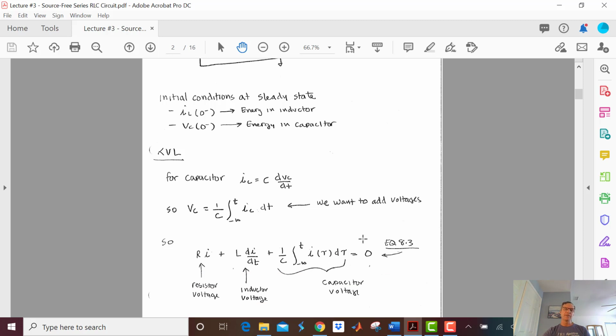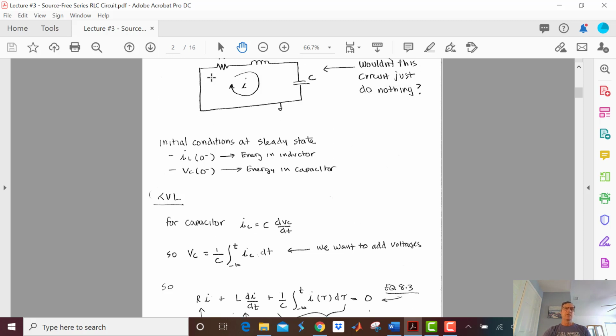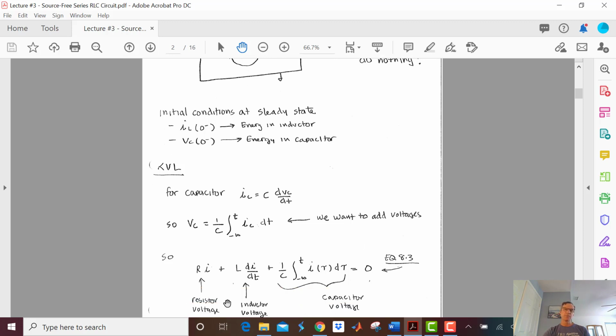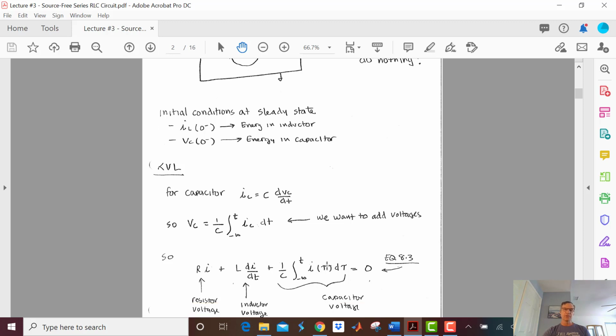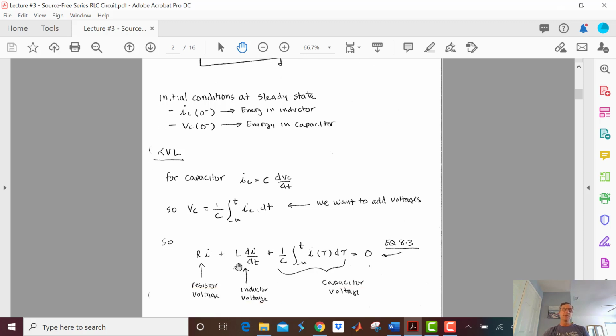So now let's write our KVL around here. We get the resistor voltage, the inductor voltage, and the capacitor voltage, and they're going to sum to 0. The resistor voltage is just R times I. The inductor voltage, we've got a nice expression for that. That's V equals L di/dt. And we just came up with our capacitor voltage equation with this integral. So I've got kind of an ugly equation, and it's not the way you're used to seeing KVL, but it's KVL, and it's a good equation.